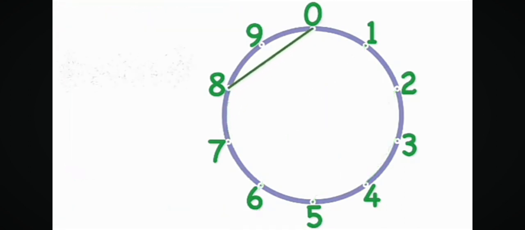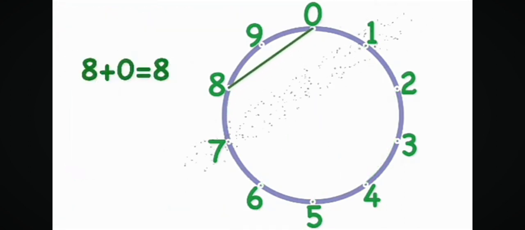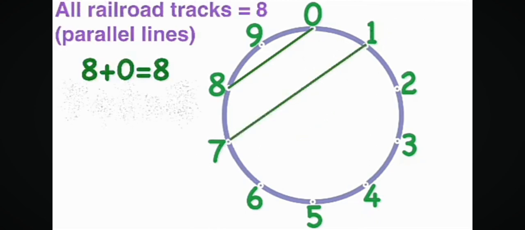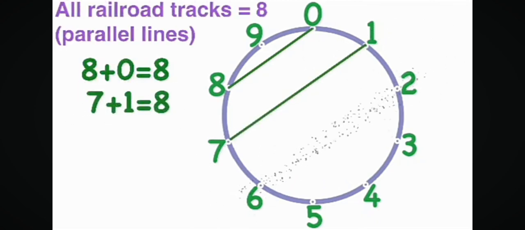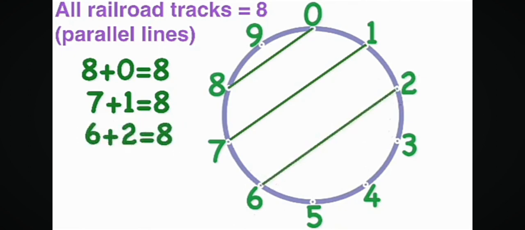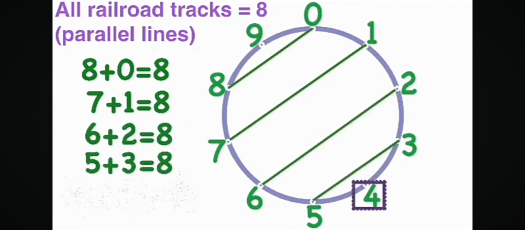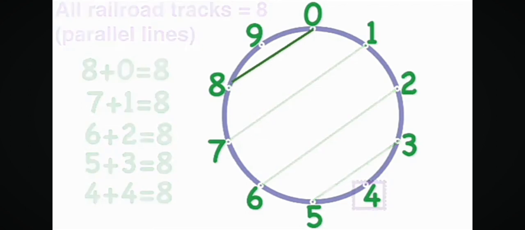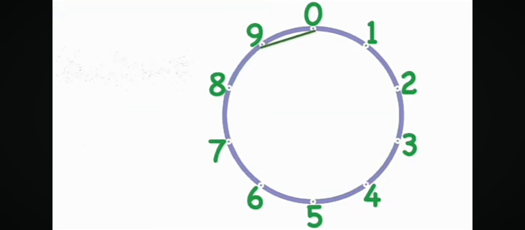Oh, now we're over to 0 and 8, which of course adds up to 8. Can you guess what lines will be pairs of numbers that add up to 8? And there they are, 7 and 1, 6 and 2, 5 and 3, and 4 all by itself. Now numbers are very dependable friends, so what happens to numbers when they're all alone? Yep, they're doubled, and 4 plus 4 equals 8.